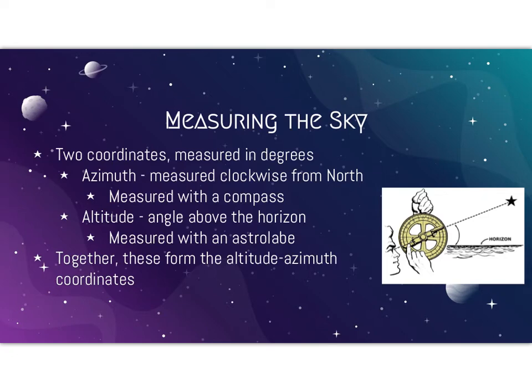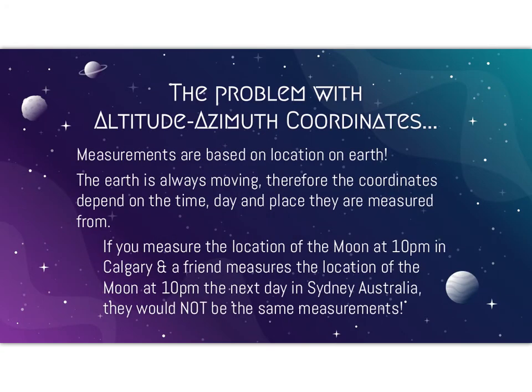Additionally, they measured with the altitude, the angle above the horizon. This is measured with an astrolabe. Together, these form the altitude-azimuth coordinates, and they described things in the sky. There was a problem with this, though. Measurements are based on location on Earth, and the Earth is always moving. Therefore, the coordinates depend on the time, the day, and the place that they are measured from.